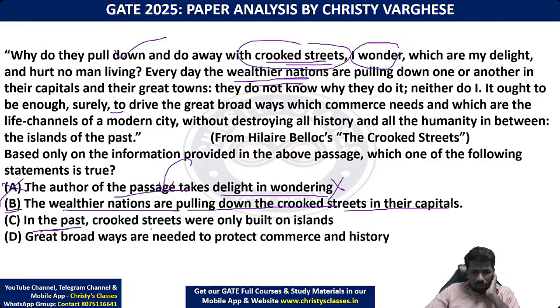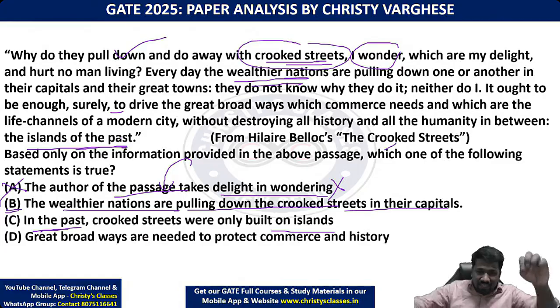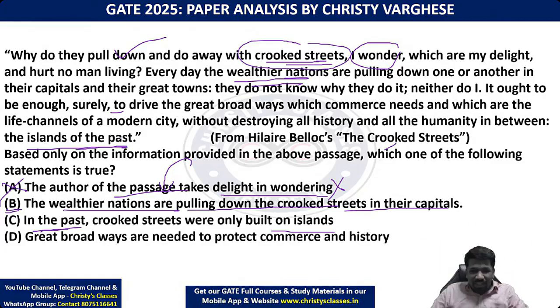Option C: in the past, crooked streets were only built on islands. That was not mentioned anywhere in the passage. "Without destroying all history and all the humanity in between, the islands of the past" again tells that history is important. That is what the author is trying to convey. So option C is definitely not something conveyed in the passage.